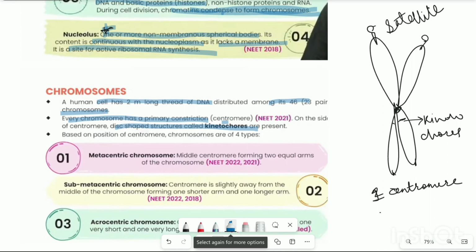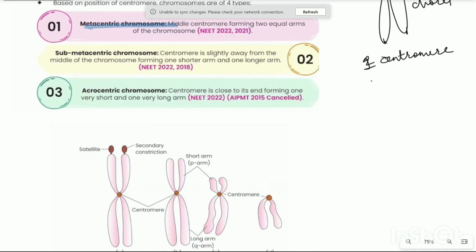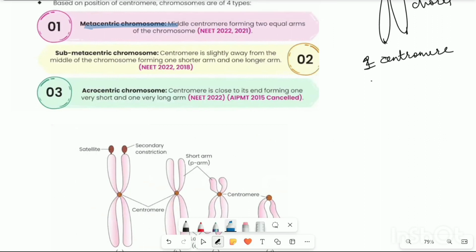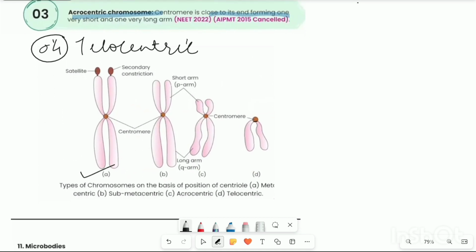Based on the position of the centromere, chromosomes are of 4 types. Metacentric chromosomes: metacentric means the centromere is in the center. In submetacentric, the centromere is slightly away from the middle of the chromosome. In acrocentric, it is close to the end, forming a very short and a very long arm. Fourth is telocentric, where the centromere is at the end, not close to the end, but at the end. You can see here metacentric, submetacentric, acrocentric and telocentric. The short arm we call the P arm and the long arm the Q arm.